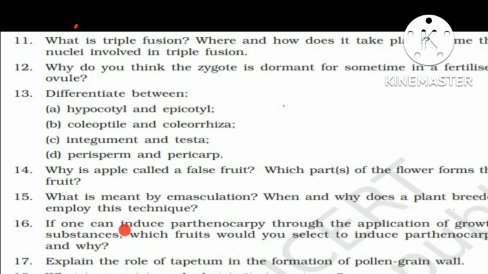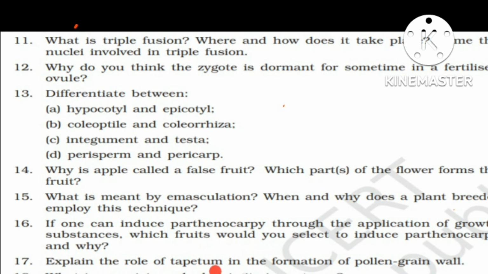If one can induce parthenocarpy through the application of growth substances, which fruits would you select to induce parthenocarpy and why? Whichever fruits you don't want the seeds in, those fruits you can induce parthenocarpy. Like it can be watermelon, lemon, orange, grapes, which you would like to eat without seeds. You can use the hormones and growth hormones and you can make them seedless.